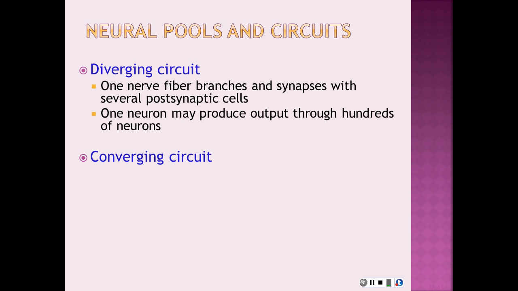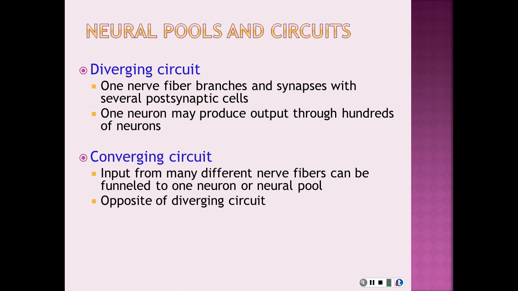A divergent circuit is one nerve fiber that branches and synapses with several postsynaptic cells, so that input from one neuron may produce output through hundreds of neurons. The convergent circuit is input from many different nerve fibers funneled to one neuron or a neural pool. This type of circuit allows input from different sensory systems to be evaluated, such as correcting our balance.